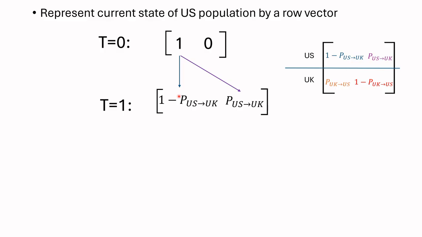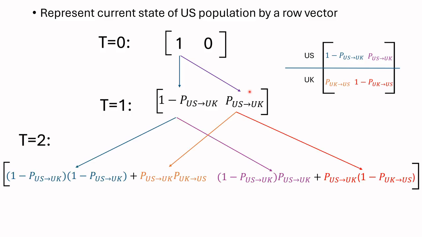Just very simply for an example, if P sub US to UK was 1/2, then half the people would have gone to the UK and half would have stayed in the US. Okay, so we know what's going to happen at year 1. So what's going to happen at year 2?